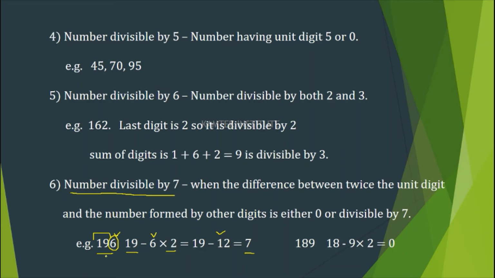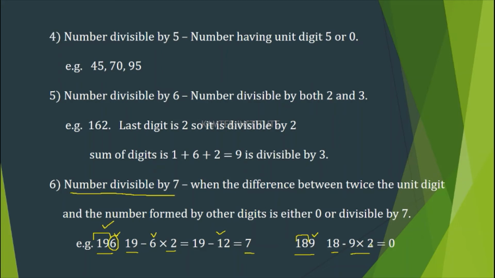So that means 196 is also divisible by 7. In the second case, we have a number, say 189. Here again, we'll take the number in the unit place multiplied by 2, that is 9 into 2 over here. And the other number is 18. Okay, so 18 minus 9 into 2.